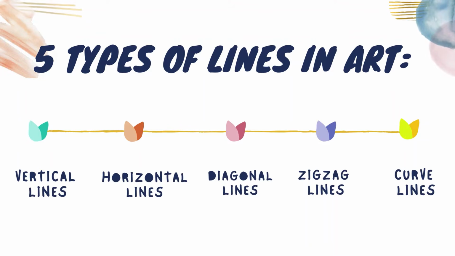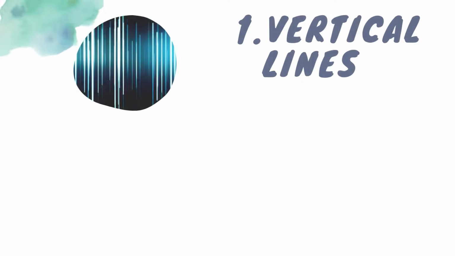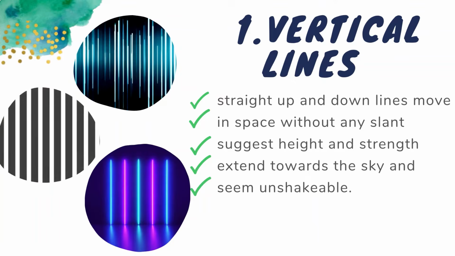And here are the 5 types of lines in art. We have the vertical lines, horizontal lines, diagonal lines, zigzag lines, and of course, the curved lines. These are the 5 types of lines in art. Now let's discuss this one by one.